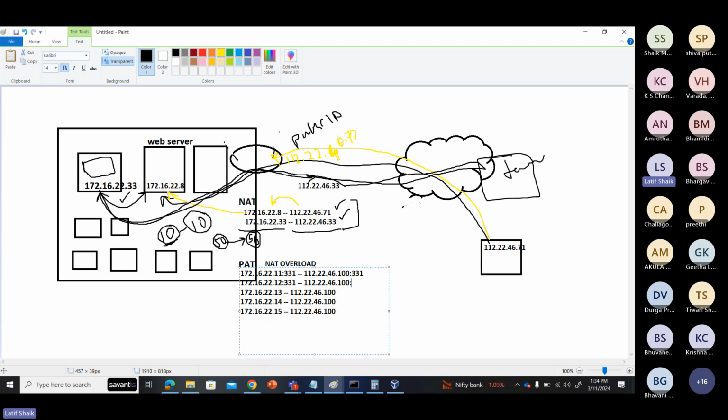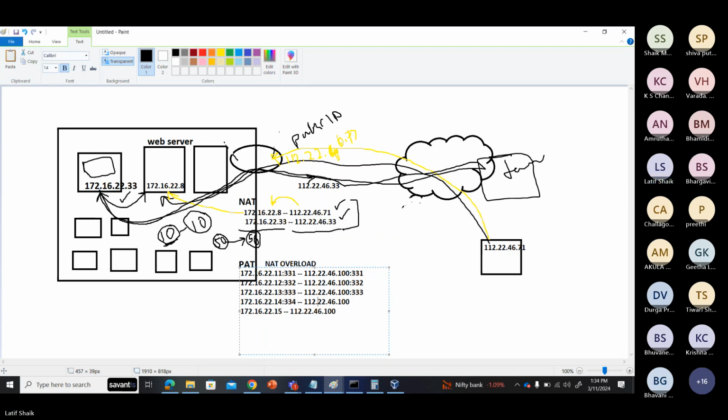You open google.com, facebook.com, you send a request, you receive a response. Sorry, I made a mistake, like this. So what happens here? It maps using some port number. So the port number is common.